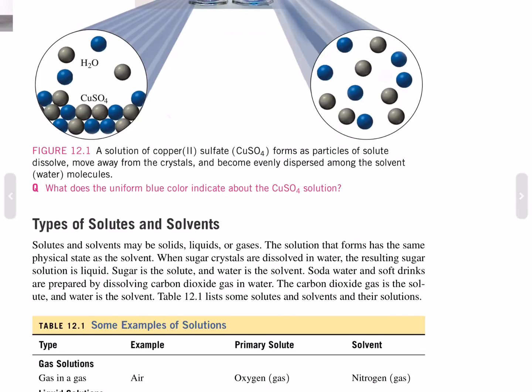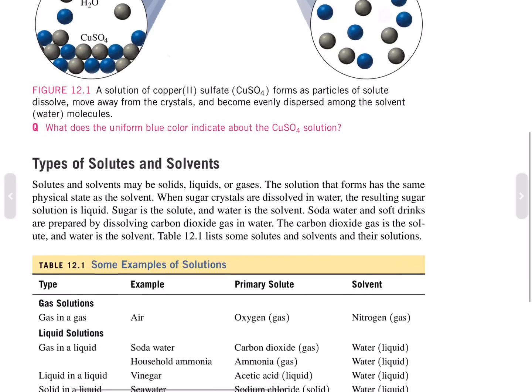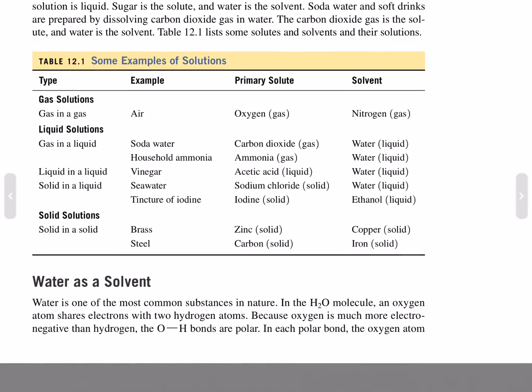Table 12.1 lists some solutes and solvents and their solutions. Table 12.1, some examples of solutions. Gas solutions. Gas in a gas. Example is air. Primary solute is oxygen. Solvent is nitrogen. Liquid solutions. Gas in a liquid. Example, soda water. Carbon dioxide is the solute. Water is the liquid. Another example is ammonia, a gaseous solute in a liquid solvent. Liquid in a liquid. Vinegar, acetic acid in a liquid, is the solute. Water is the solvent.